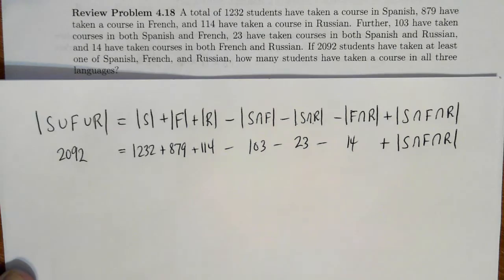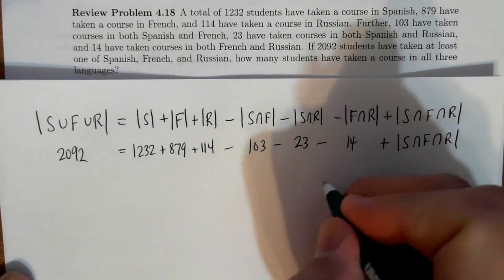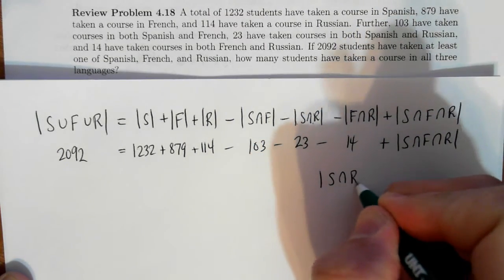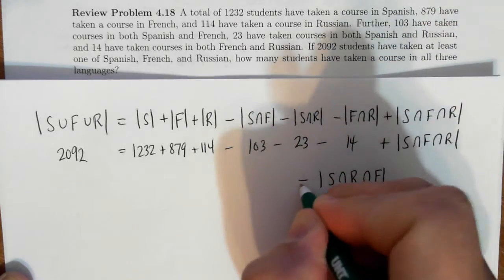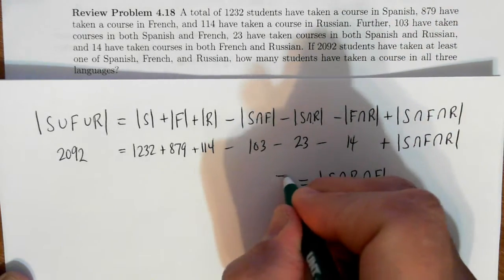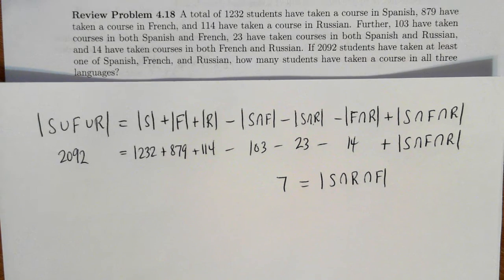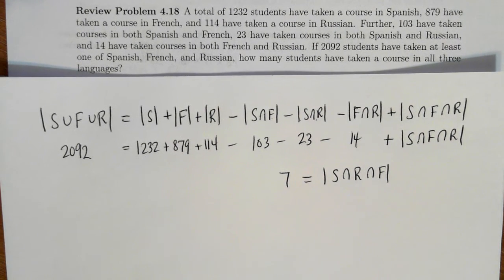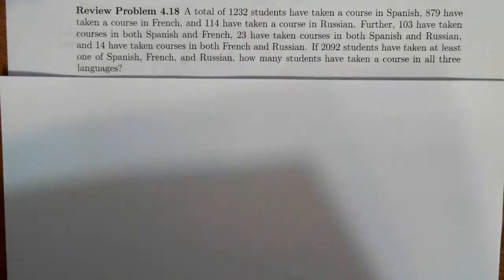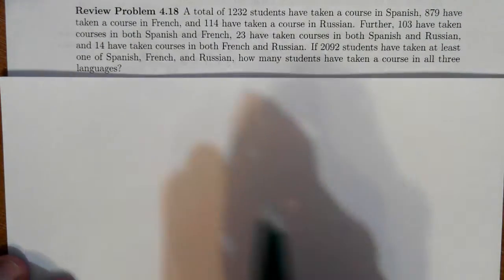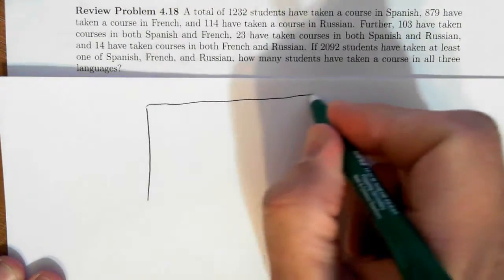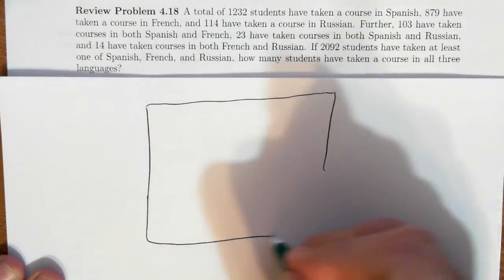And so now that's a straightforward algebra problem. And just doing the arithmetic, we find that the cardinality of the intersection is 7. Now to check this work, we can draw a Venn diagram. So we figured out that it's 7. To check the work, we can draw a Venn diagram to make sure that we did the arithmetic correctly.